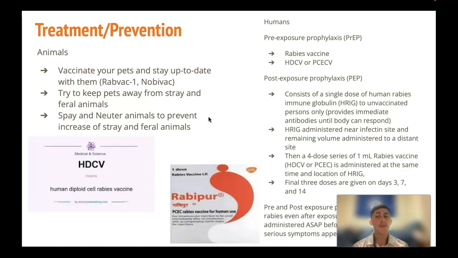However, if you have been exposed to rabies, this is where you undergo PEP, post-exposure prophylaxis, and this consists of a single dose of HRIG, but this is only for previously unvaccinated persons. So they'll receive a single dose of HRIG along with a single dose of your normal PrEP vaccine. And then following those 2 initial doses, which are given to the site of infection, you'll receive 3 following doses on days 3, 7, and 14.